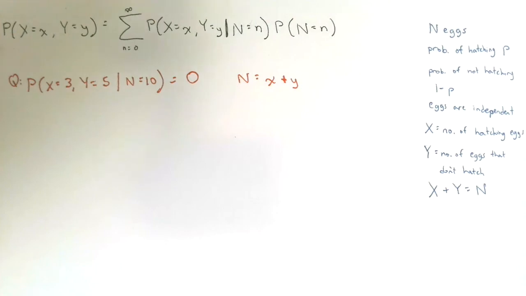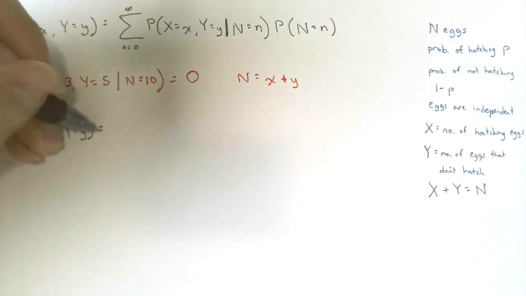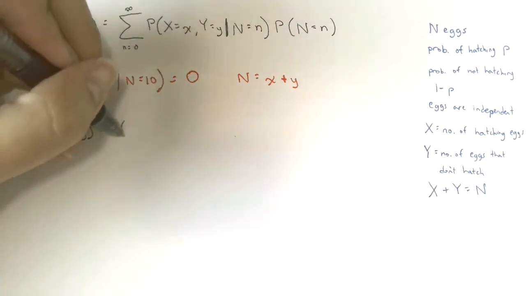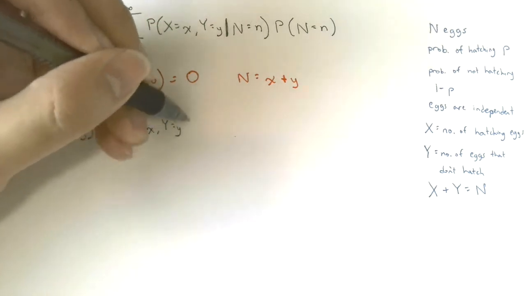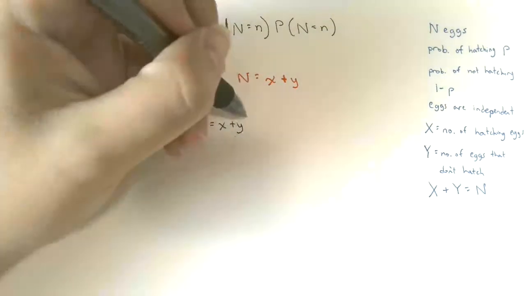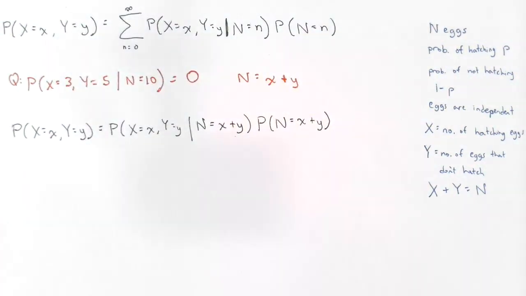I'm going to say that the probability that x equals some value little x and y equals some value little y is actually going to be equal to the conditional probability that x equals little x and y equals little y, given that n equals x plus y. And of course, times the probability that n equals x plus y. That's it. And I've simplified what seemed to be an infinite sum into just one expression, right?